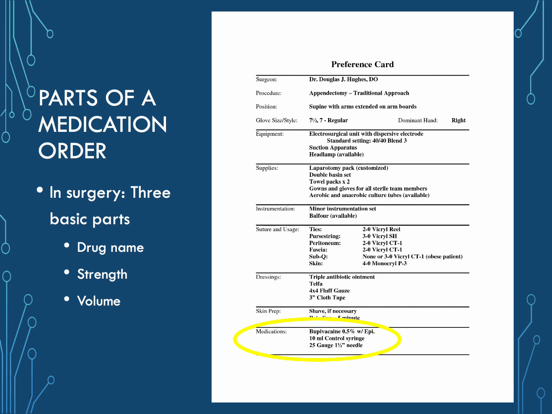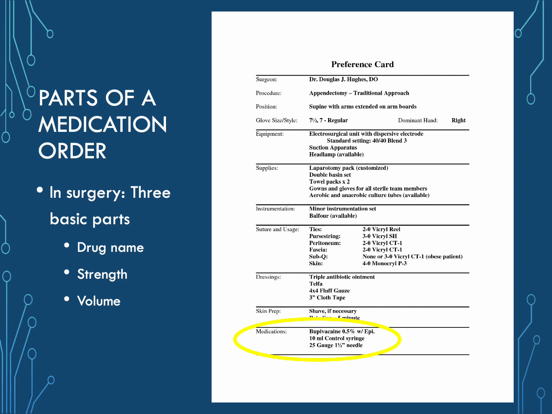So if you look at this preference card, you will see that it does provide the name, strength, and volume of the drug. So it says the name is bupivacaine with epinephrine. The strength is 0.5% and the volume is 10 ml or milliliters. So you can see some abbreviations there. They use the W with the slash, they use the ml. Sometimes for gauge, they'll put a G instead of gauge.